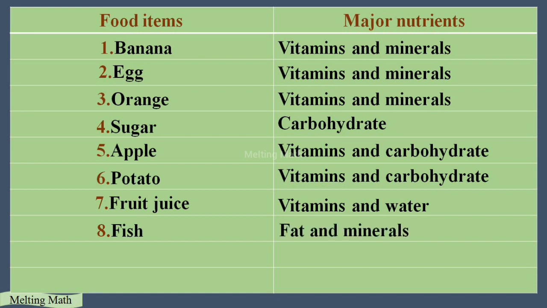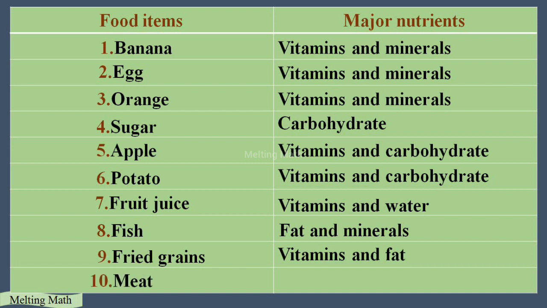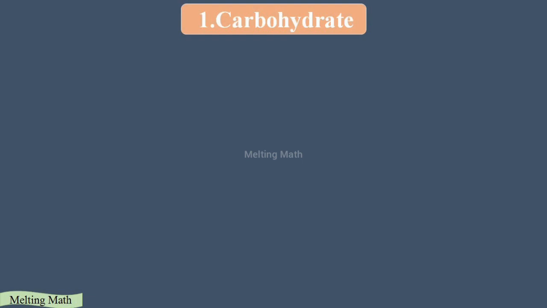Next, fruit grains. Its major nutrients are vitamin and fat. Next, meat. Its major nutrient is vitamin and fat. Okay, these are the food items and their major nutrients according to your activity 2. Okay, next, let's briefly discuss the components of food, that is the nutrients. First, briefly discuss the carbohydrate.